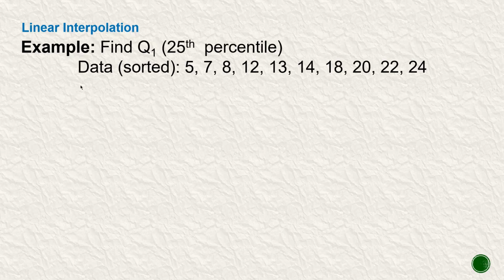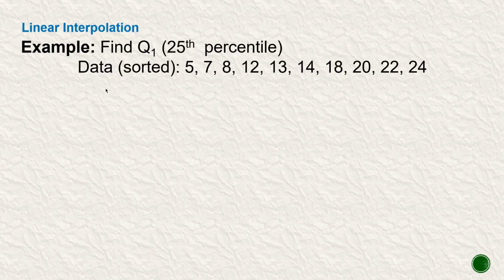Let's answer this problem about measures of position. Here, the problem is we need to find quartile number 1. And incidentally, that's equivalent to the 25th percentile. Okay? So when we say quartile, it divides a set of data into 4 equal parts. Okay? Quartile number 1 is equivalent to the 25th percentile.